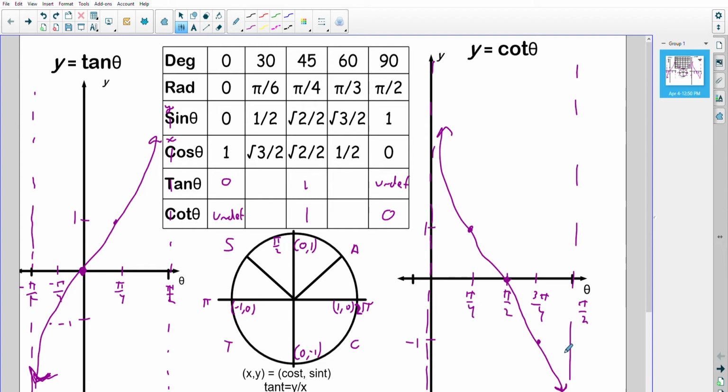Now, both of these graphs are going to continue in the same fashion as you go to the right or to the left, and the period on both of them is going to be equal to pi, which is different than the sine and cosine, which was 2 pi. So very important to realize on the general graphs that the period is equal to pi.